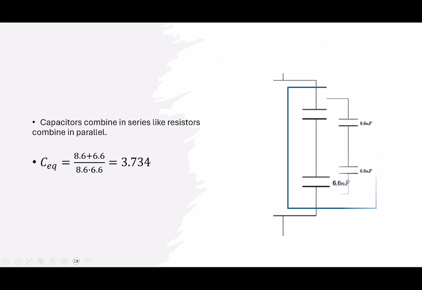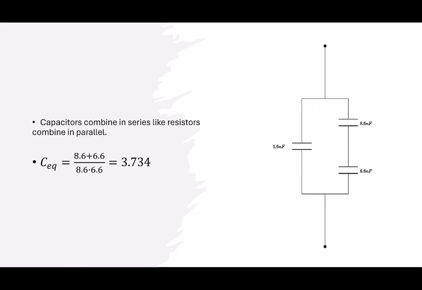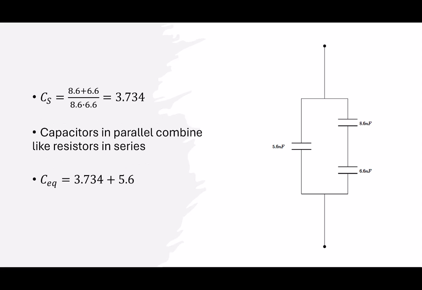Now we're ready to go back and look at our entire circuit. We'll add in the capacitor that's in parallel. Capacitors in parallel combine like resistors in series, which means we just need to add the 5.6 to our 3.734. This gives us a total of 9.33, and as always, don't forget to add your units to your final solution.